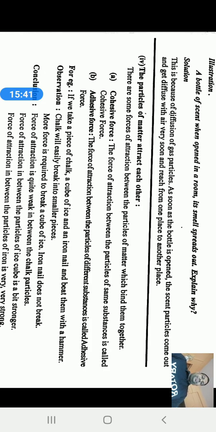Adhesive force. Understood? So for example, if you take a piece of chalk, a cube of ice and an iron nail and beat them with a hammer, what can we observe? Chalk will easily break into smaller pieces, but more force is required to break a cube of ice, and the iron nail does not break. So we conclude that the force of attraction between the chalk particles is quite weak. The force of attraction between the particles of an ice cube is a bit stronger, but between the particles of iron it is very strong. That means cohesive forces act between the same substances, and between the particles of different substances, adhesive forces.